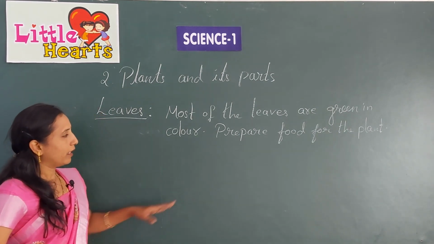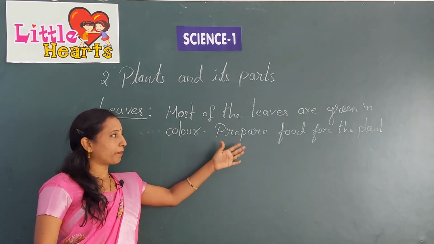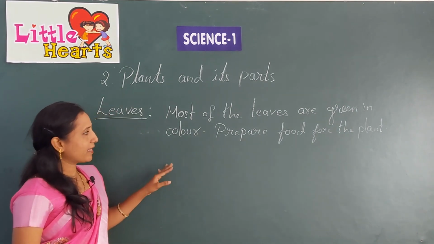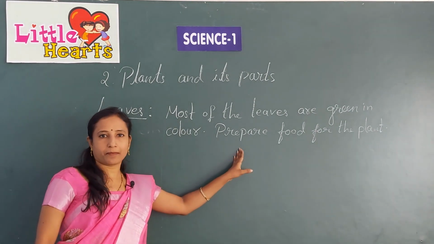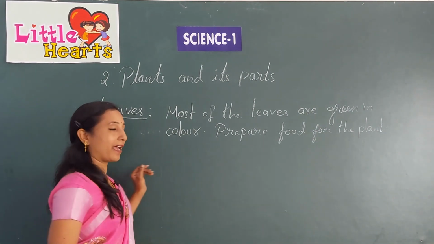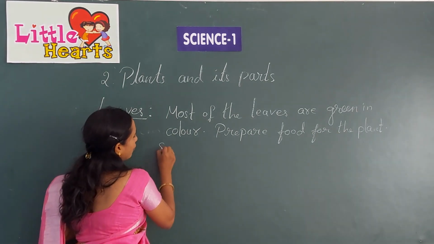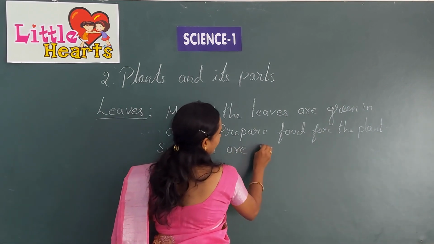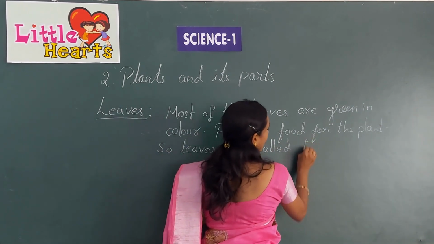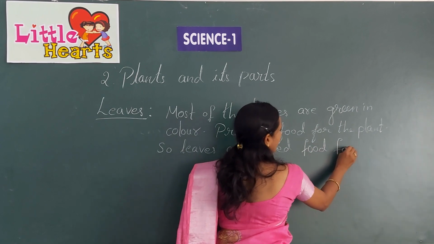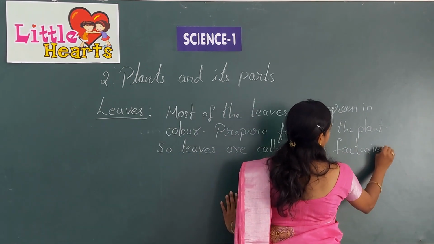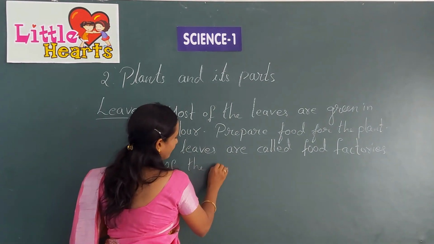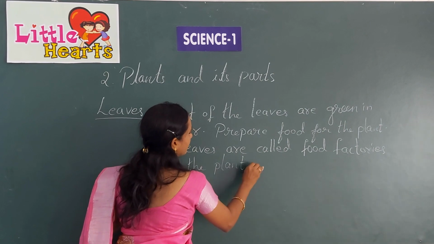Yes. So the process in which the plants prepare food is called photosynthesis, just for an idea. And as these leaves prepare their food for the plant, they are known as food factories. So leaves are called food factories. Okay, food factories of the plant.